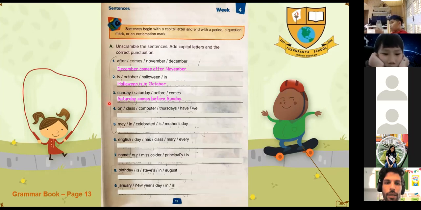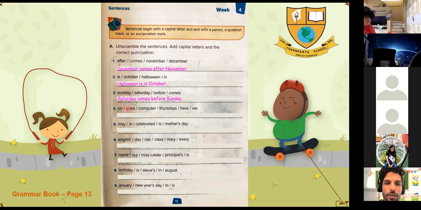Pay attention to the spelling. Again, we use a capital letter at the beginning of the sentence. We also use a capital letter to write the months of the year and the holidays. And at the end of the sentence, we always need to use a punctuation mark. We have to use a period, a question mark, or an exclamation mark. In these three examples, we always used a full stop or period. Now let's take a look at number 4.